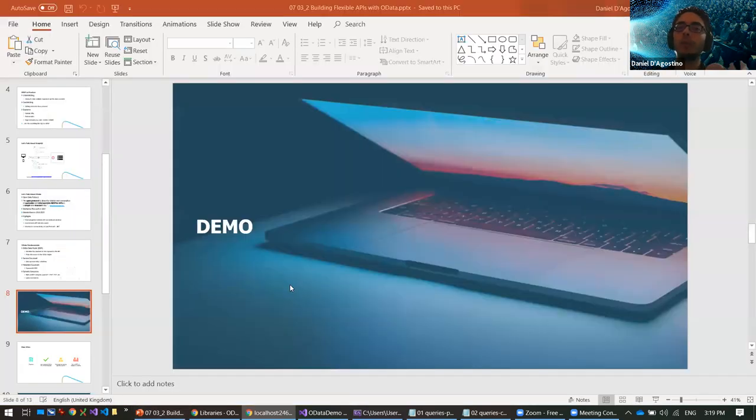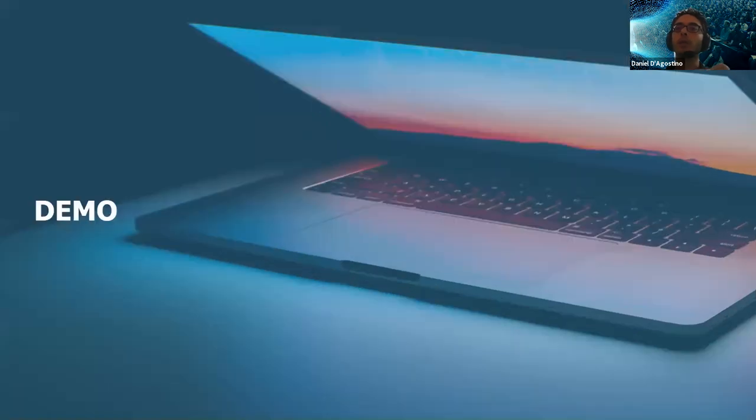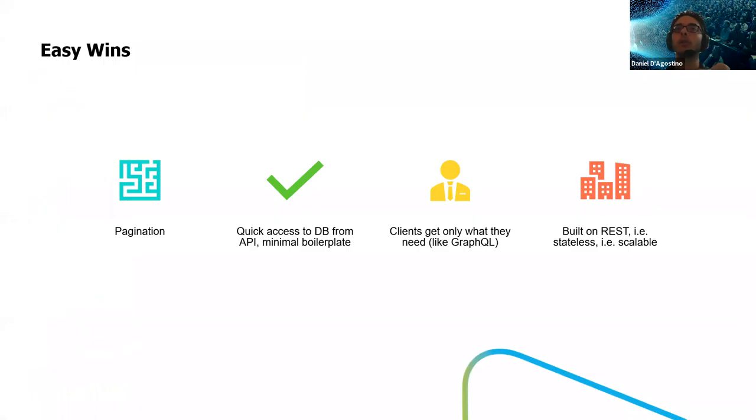So even though this demo was a really trivial example, you can already start to appreciate that, first of all, something as common as pagination is pretty much out of the box. You don't have to write any code for it. It's also really easy to expose a data source from an API. The boilerplate is absolutely minimal.